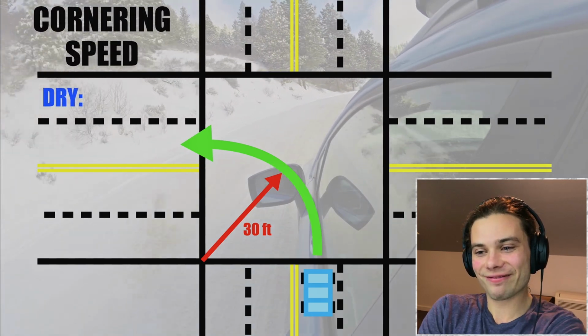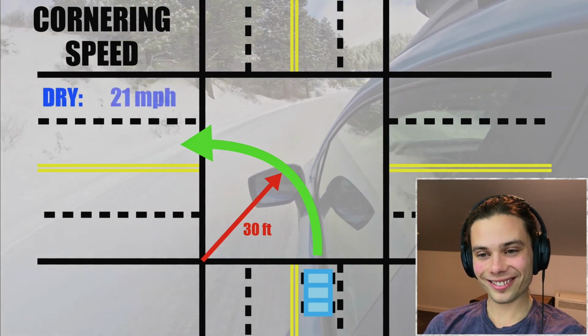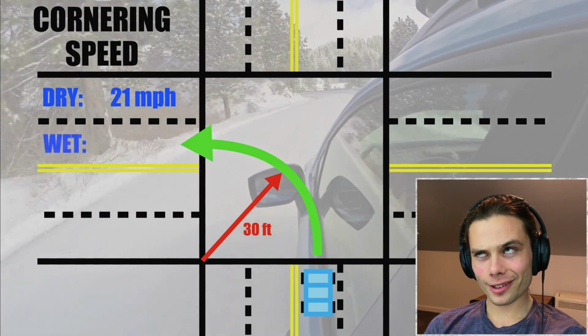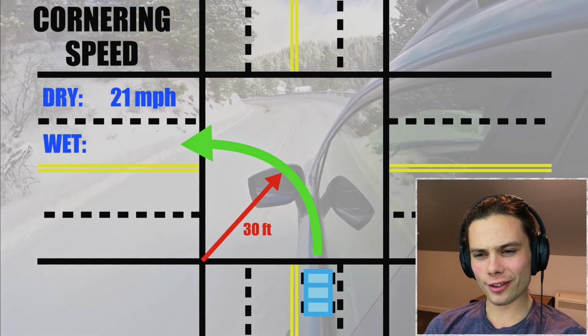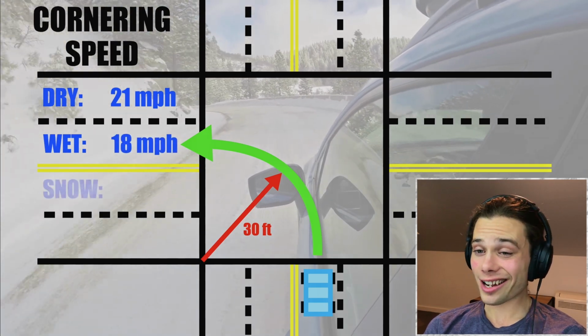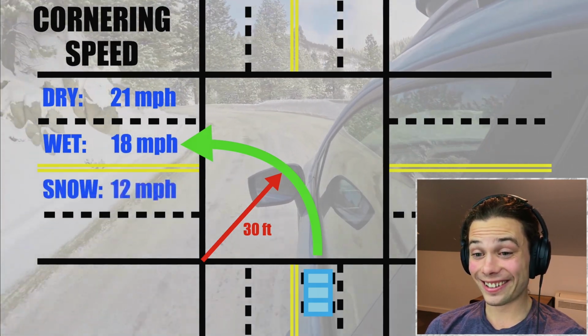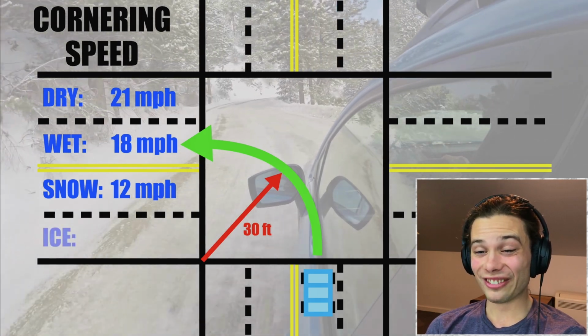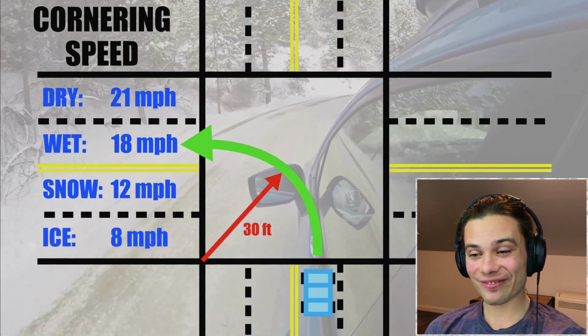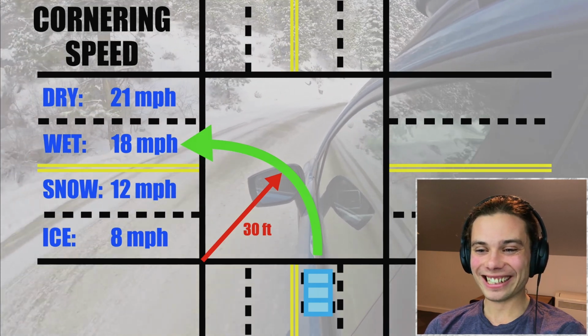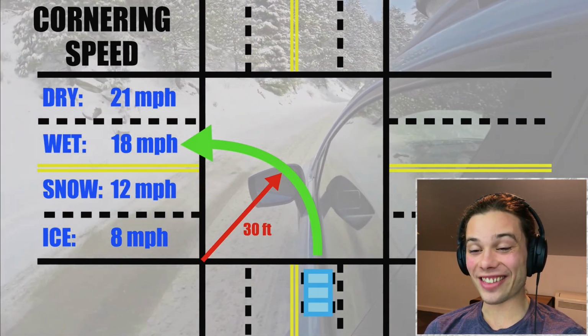Well, if the road is dry, you're going to be able to make that corner at 21 miles per hour. If it's wet, that's going to reduce your maximum speed to about 18 miles per hour. If there's snow on the ground, now you're down to about 12 miles per hour. And if there's ice on the ground, now you're down to about 8 miles per hour that you can make that 30-foot radius corner at the intersection.